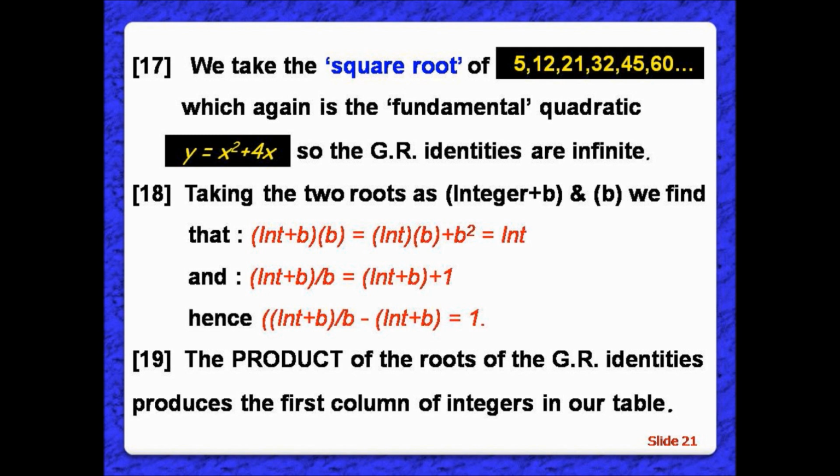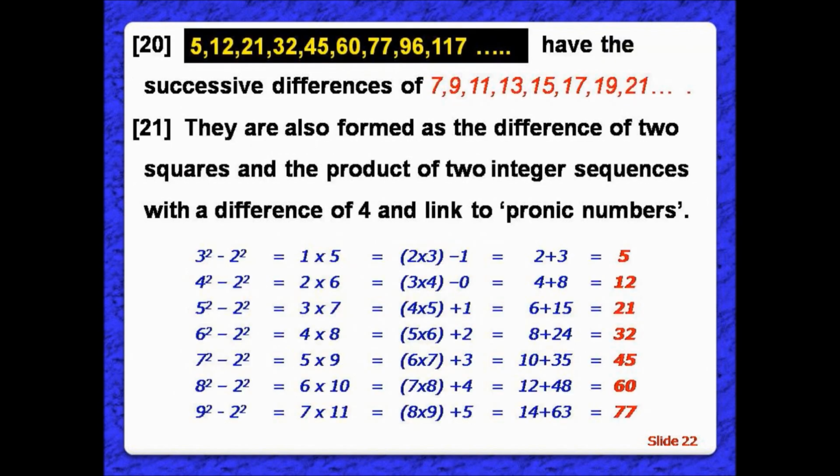The product of the roots of the golden ratio identities produces the first column of integers in our table. The fundamental quadratic sequence has the successive differences of odd numbers starting at 7, 9, 11, 13, 15 and so on and so forth. They are also formed as the difference of two squares and the product of two integer sequences with a difference of 4 and linked to pronic numbers.